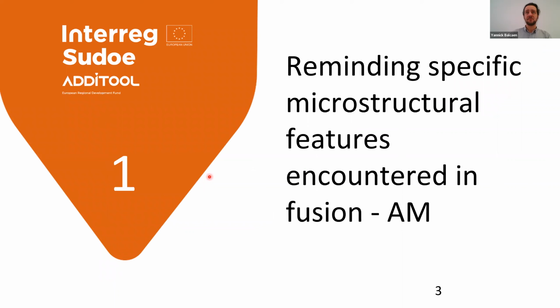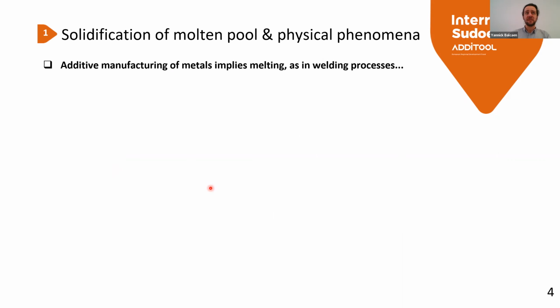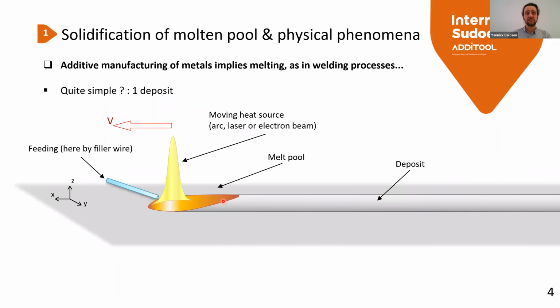First, the reminder. Fusion additive manufacturing is as in welding processes. In the case of a simple deposit, for example, we will have a moving heat source that allows melting of the material and creation of a melt pool. In additive manufacturing, it is filled by filler wire, and as you move this heat source and fill, you obtain a single deposit.